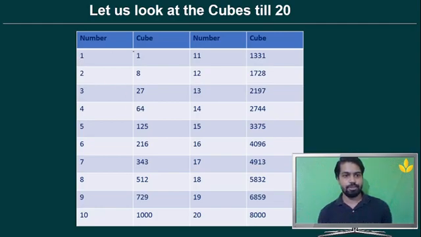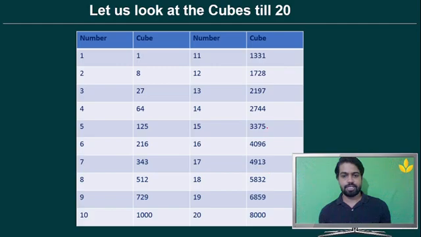1 cube is 1, 2 cube is 8, 3 cube is 27, 4 cube is 64, 5 cube is 125, 6 cube is 216, 7 cube is 343, 8 cube is 512, 9 cube is 729, 10 cube is 1000. Whereas 11 cube is 1331, 12 cube is 1728, 13 cube is 2197, 14 cube is 2744, 15 cube is 3375, 16 cube is 4096, 17 cube is 4913, 18 cube is 5832, 19 cube is 6859, 20 cube is 8000.